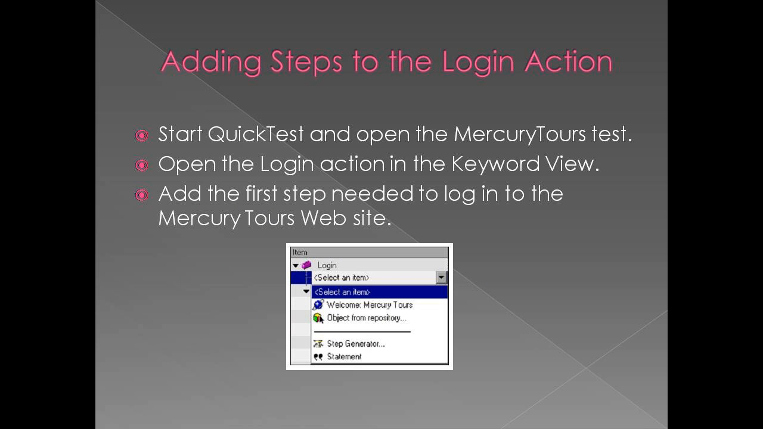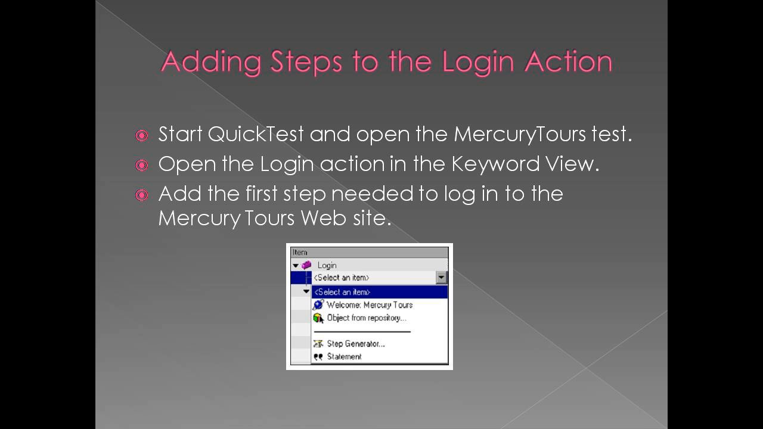Adding steps to the login action. A step represents an operation to be performed on your application. For example, a step might click an image or insert a value into an edit box. In previous chapters, you created unique actions for most of the pages in the Mercury Tours website and added them to your test. This enables you to reuse each action in your tests. For example, you may want to use the login action in multiple tests.